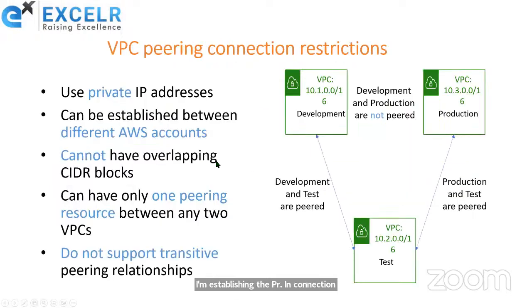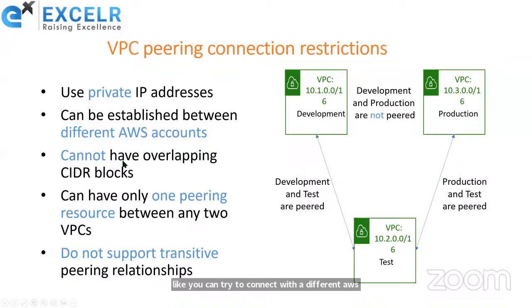What are the VPC peering connection limitations? It uses private IP addresses, and we can have a private IP address configuration as well. It can be established between different AWS accounts, so you can connect with a different AWS account.